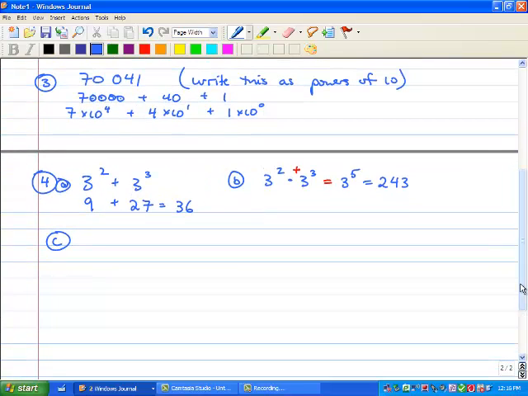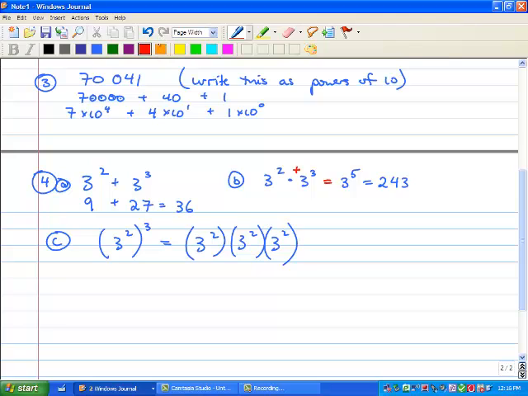We go on to C, and we get (3 squared) cubed, that is, 3 to the exponent of 2, cubed. Well, what does this mean? Let's start off by saying what this means. We get 3 squared times 3 squared times 3 squared. And if we follow the rule that we just did for multiplying things with the same base, we're going to add our exponents, and we get 3 to the exponent of 6.